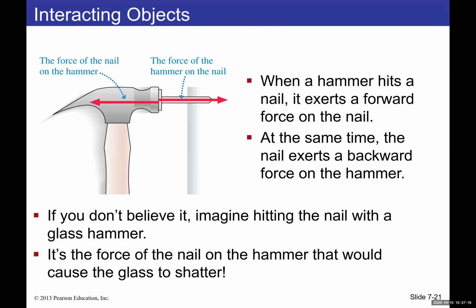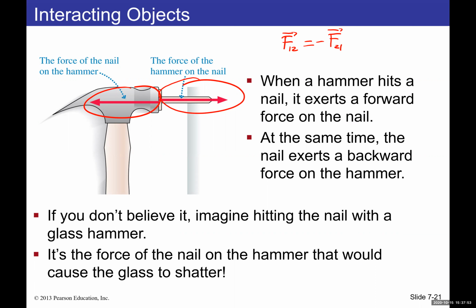You can see that when a hammer hits a nail, it exerts a forward force on the nail. This is the force that the hammer exerts on the nail, but at exactly the same time the nail exerts force on the hammer in the opposite direction. That's why you can say that when object 1 exerts force on object 2, at the same time object 2 exerts force on object 1, where the magnitude of the force is exactly the same, but they're in opposite directions.